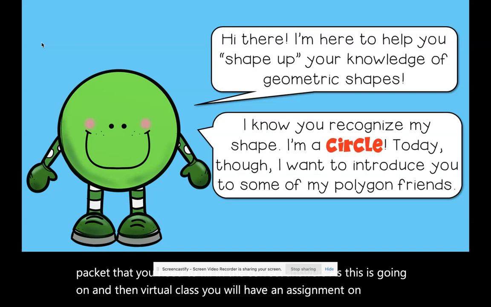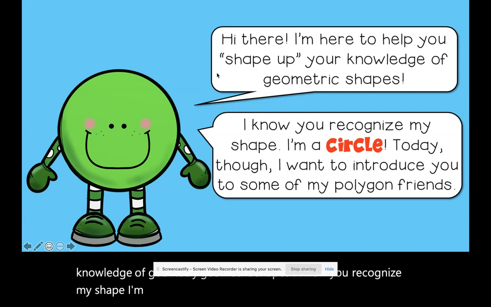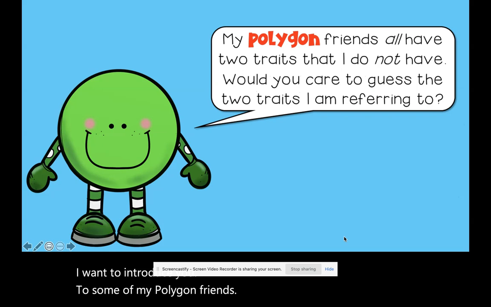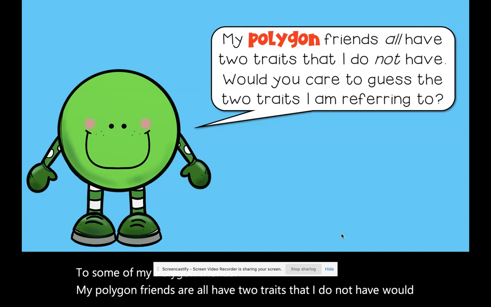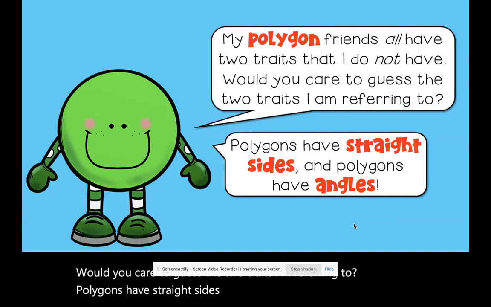So hi there, I am here to help you shape up your knowledge of geometric shapes. I know you recognize my shape. I'm a circle. Today, though, I want to introduce you to some of my polygon friends. My polygon friends all have two traits that I do not have. Would you care to guess the two traits I'm referring to? Polygons have straight sides and polygons have angles.